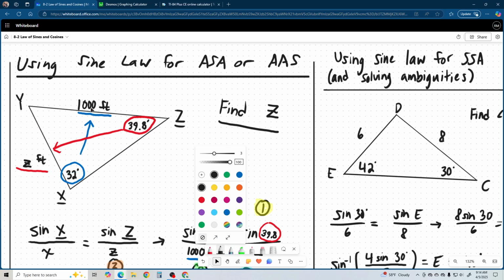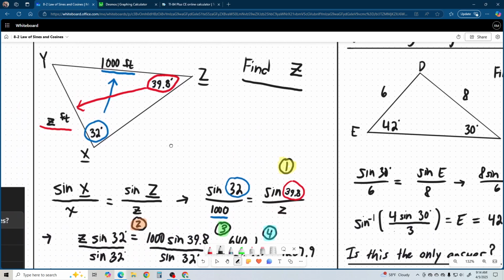Okay, so if we're trying to find z here, well, first of all, what do we know? Well, it looks like we have a side, and then an angle, and then an angle, right? So we have angle, angle, side, which is this here. So we're good. We can use sine law for this. So when we set up sine law, remember that it's the sine of the angle. In other words, we're going to start with x. So the sine of 32 divided by 1,000 is going to equal the sine of 39.8 divided by z, because this is the one we don't know, right? So in other words, angle x over side x equals angle z over side z, right?